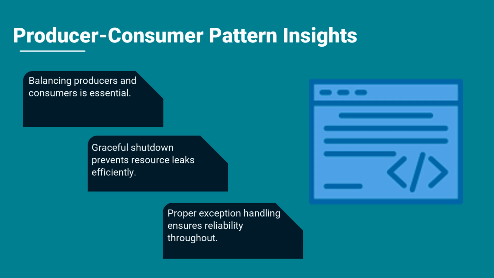It's also worth mentioning the importance of graceful shutdown in multi-threaded applications. You wouldn't want your producers and consumers to leave resources hanging when the application shuts down. Adding shutdown logic can help ensure threads terminate cleanly without leaving the queue in an unstable state. Furthermore, proper exception handling is vital, as exceptions in any of the threads can affect the entire process. In our implementation, we have catch blocks for InterruptedException, ensuring that our threads can exit gracefully if interrupted.